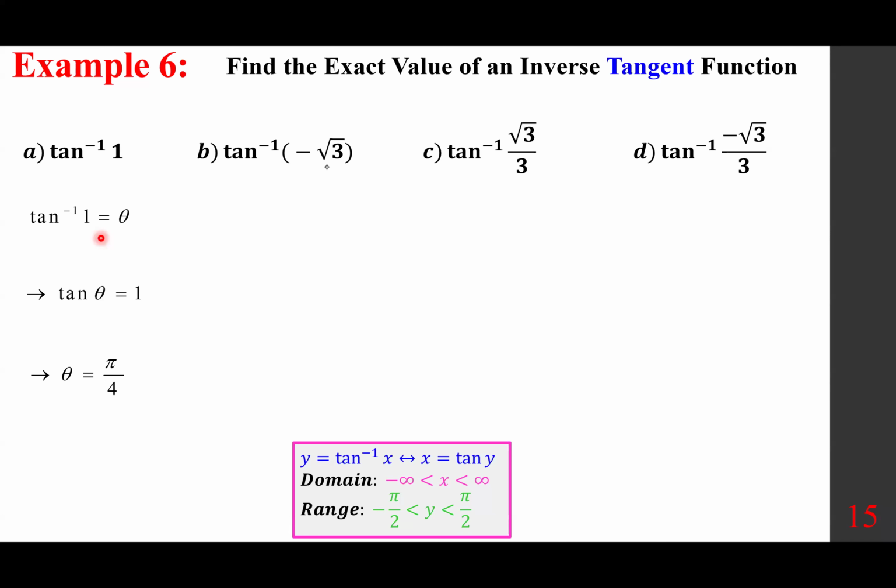Tan inverse of negative square root of 3. Same thing. We set it equal to theta. By definition of an inverse function, tan of theta must be negative square root of 3. And tangent, just like sine, covers the fourth and first quadrant. Square root of 3, we know it to be pi/3. So for negative square root of 3, theta must be negative pi/3, a common arc.